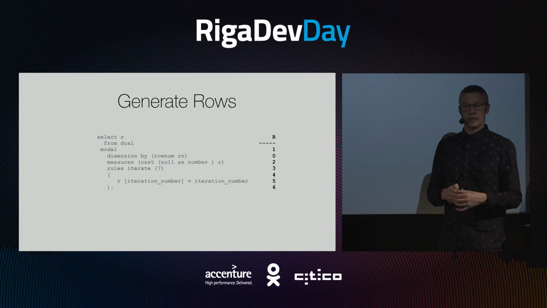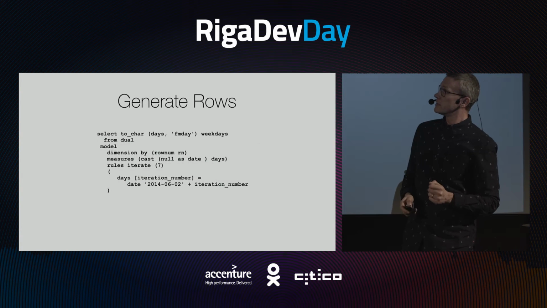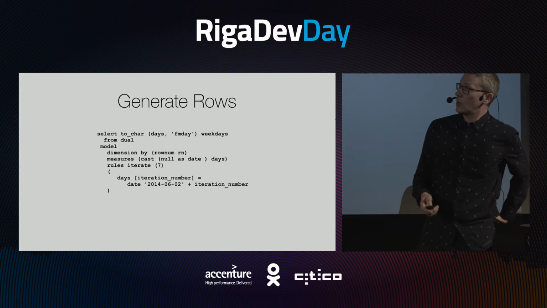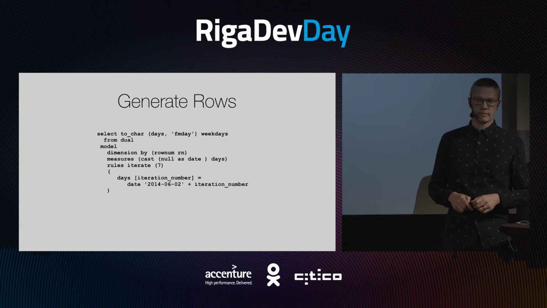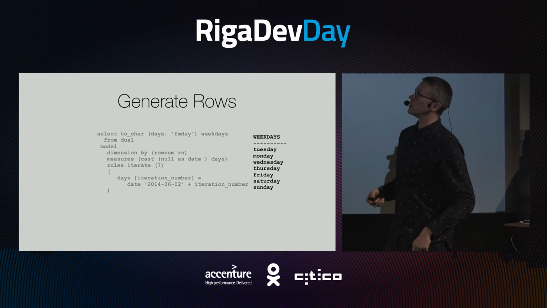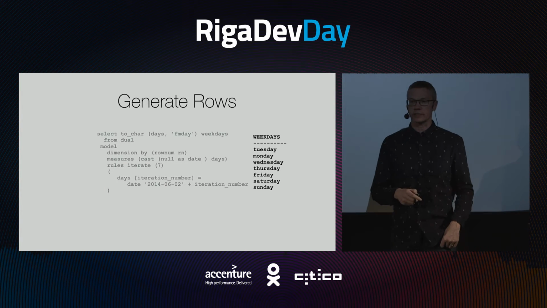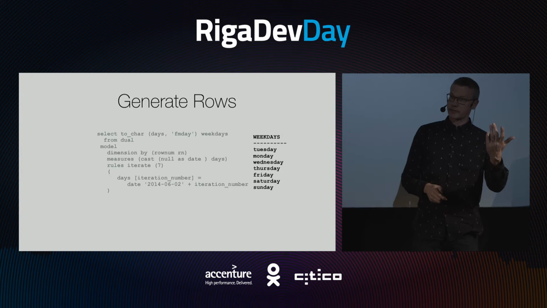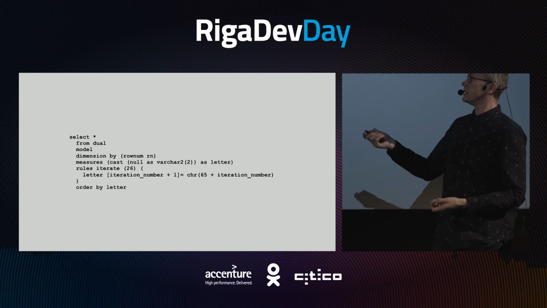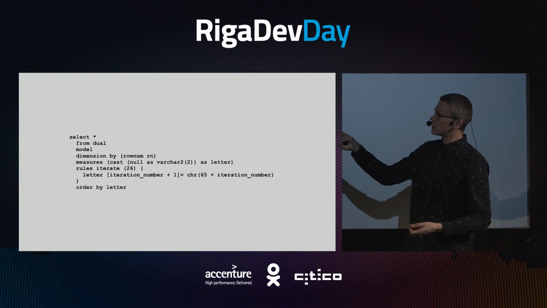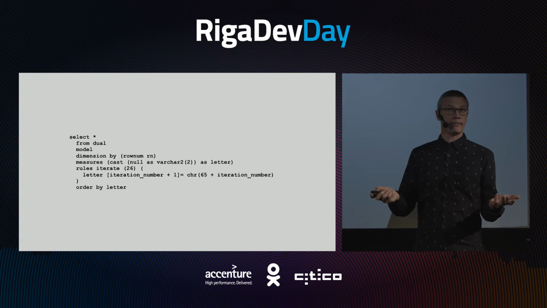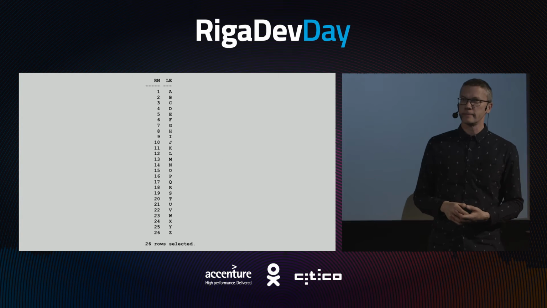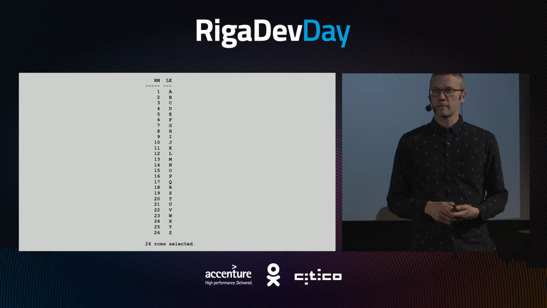If you can generate rows like that, you can also generate dates, a week of dates, on the same principle. See, all dates. Or if you do it differently and use CHR of 65 plus your iteration number, and iterate 26 times, you get the alphabet. Right?